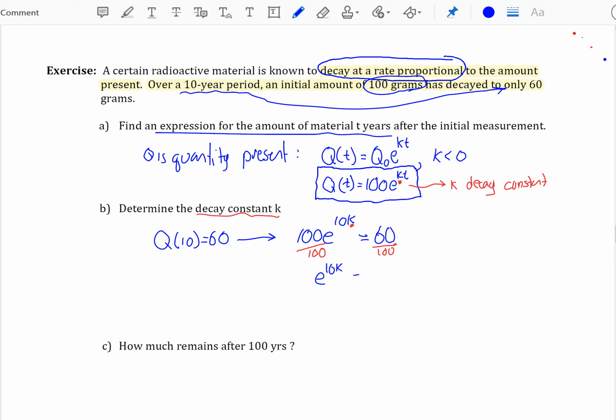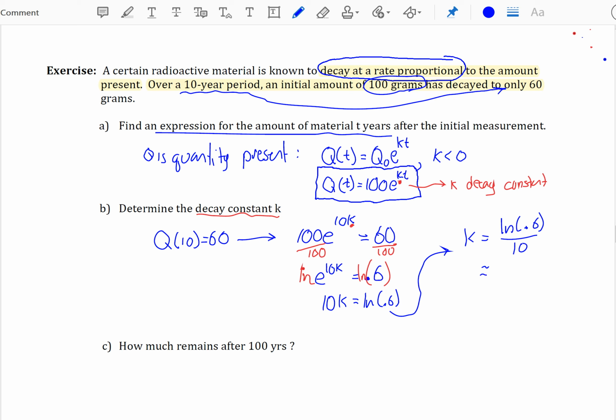e to the 10k is equal to 60 divided by 10, I think, is going to be 0.6. Now we want to solve for k, which is in our exponent, so let's choose to take the natural log of each side, so that we have 10k is equal to the natural log of 0.6. And we wanted to solve for k, so k is going to be the natural log of 0.6 divided by 10.